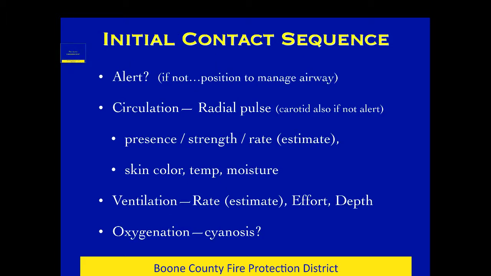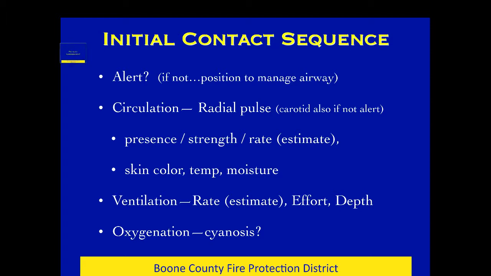Measurement takes more time, and we'll do that after we've established this initial assessment of the major body systems. So again, are they alert? If not, you may want to position yourself to manage that airway. Is there a radial pulse? Is it there? Is it strong? How fast is it? And we're not counting here. We're just going, is it too slow, or is it too fast, or is it pretty much normal?